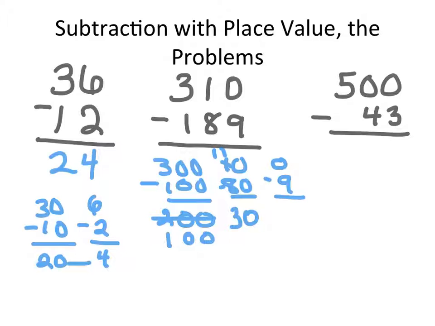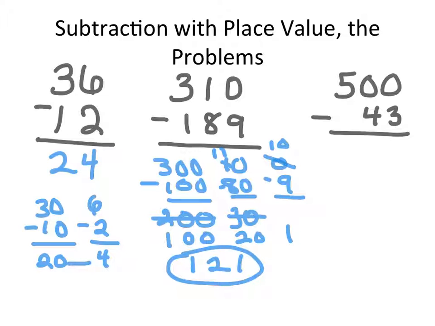Now we have 0 ones take away 9 ones. We can't take 9 away from 0, so we're going to go over to the tens, we're going to take one of these tens, and we're going to break it into ones. That 10 now gives us 10 ones take away 9 ones, which is 1. So if we put our number back together, we have 1 hundred, 2 tens, and 1 one. Our answer is 121.